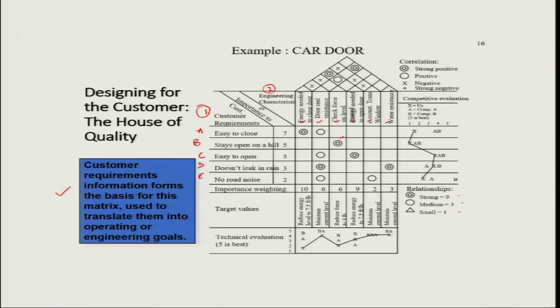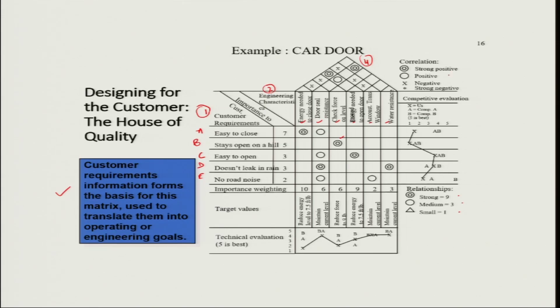Then in the top portion, we will develop the relationship between the various aspects of engineering. Like energy needed to close the door has a negative relationship with the door resistance. If there is more door resistance, the more energy is required to close the door. So, the relationship between them is negative in nature.